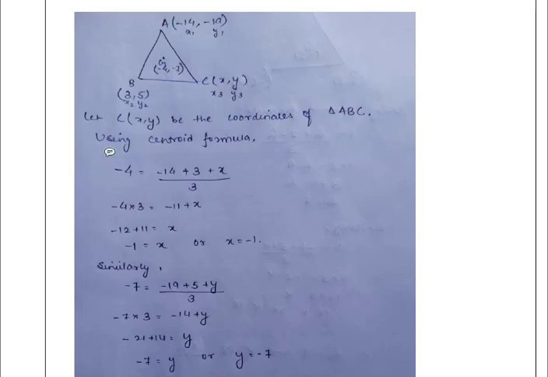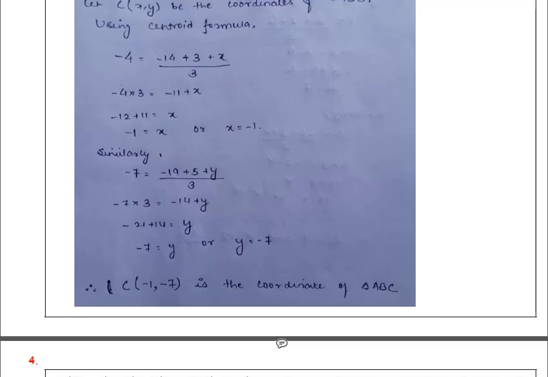The x part of the centroid, which is minus 4, is equal to minus 14 plus 3 plus x, divided by 3. I simplify this further and get the value of x as minus 1. I do the same thing for y. So minus 7 should be equal to minus 19 plus 5 plus y, divided by 3. I use the formula, simplify and get the value of y as minus 7. So these two things were not known to me, and I have got their values as minus 1 and minus 7. Hence the point C of the triangle is (-1, -7).